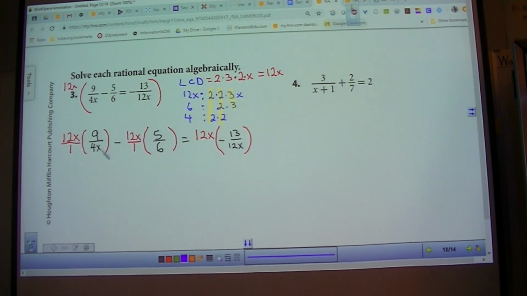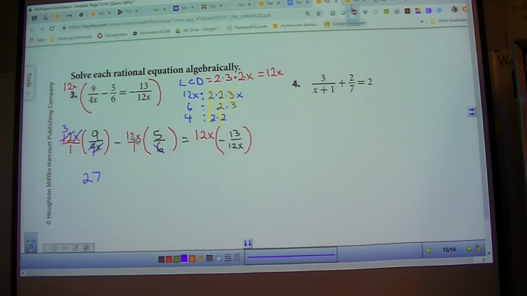So now let's do some reducing. I see that these x's can cancel each other or reduce to 1. 12 and 4, well 4 goes to 1 and 12 goes to 3. So if I collect my like stuff together here, I get 3 times 9 over 1, also known as 27. Okay, go to our next piece here.